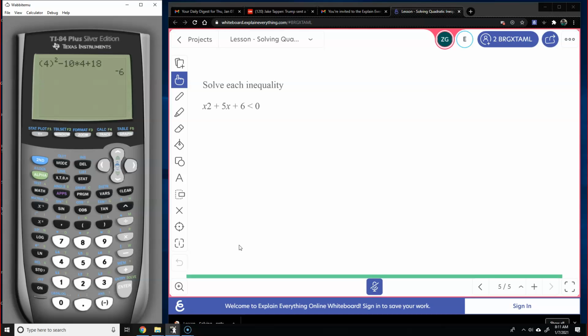So here is the example that we're going to do. So let me rewrite the inequality. I would like for you to rewrite the inequality. We have x squared plus 5x plus 6 is less than 0. So the first step is you're going to write it as a quadratic equation. You're going to find those critical values.